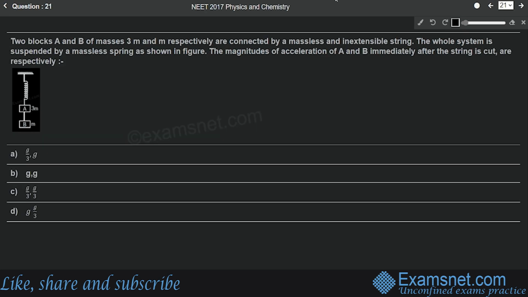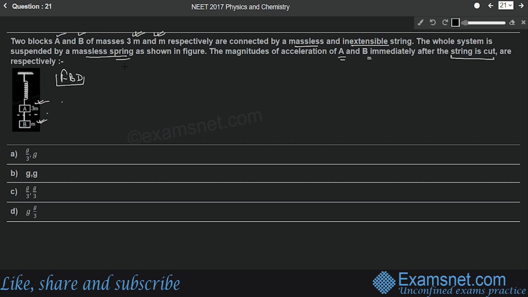Question number 21 is from the chapter Laws of Motion, and the question is, two blocks A and B of masses 3m and m respectively are connected by a massless and inextensible string. The whole system is suspended by a massless spring as shown in the figure. The magnitudes of acceleration of A and B immediately after the string is cut are. Okay, so it is said that if this string is cut, then what will be the acceleration immediately after that for these two blocks A and B. Okay, so we'll find the answer using the free body diagram. It will help us in better understanding.